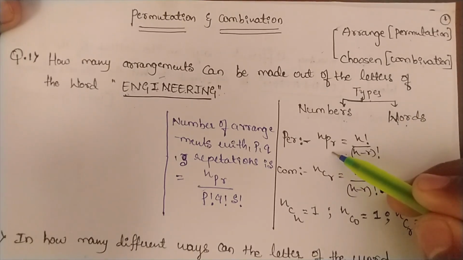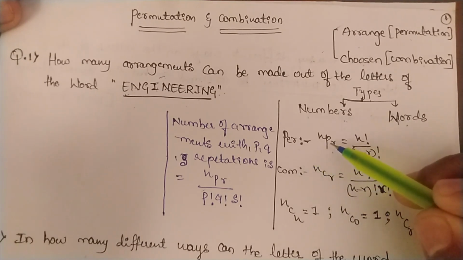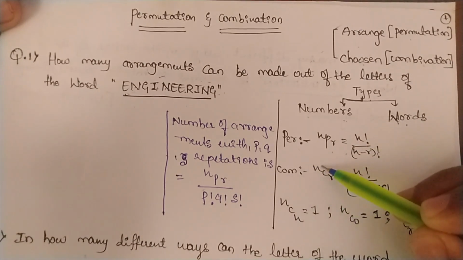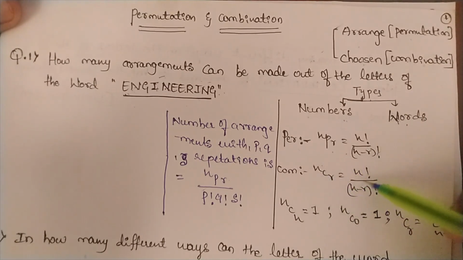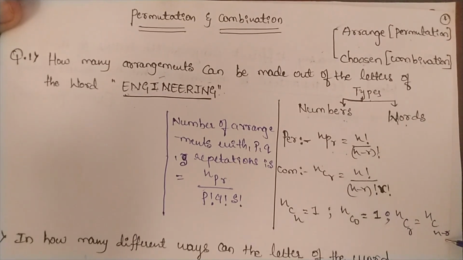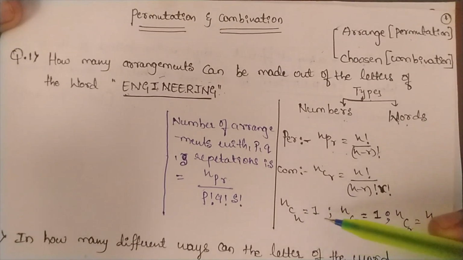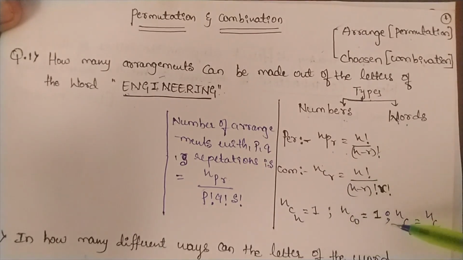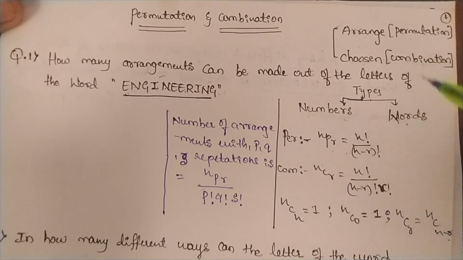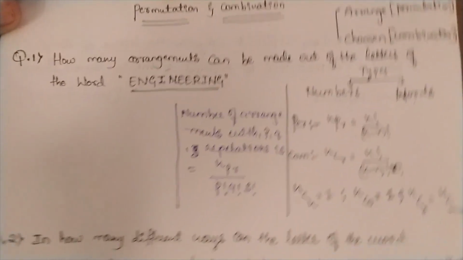You know the basic formula of permutation, that is nPr equals n factorial by n minus r factorial. For combination, it's nCr equals n factorial divided by n minus r factorial into r factorial. Remember these three standard results: nCn equals 1, nC0 equals 1, nCr equals nC(n minus r). These are the standards related to combination and permutation.